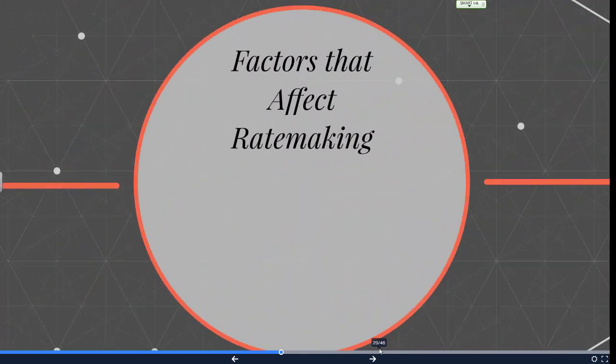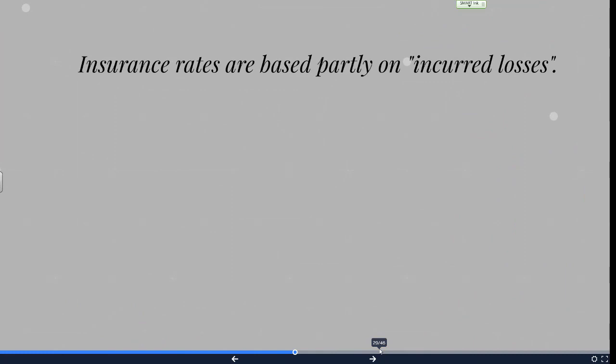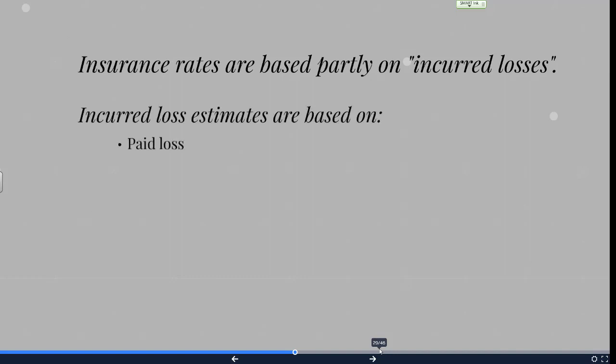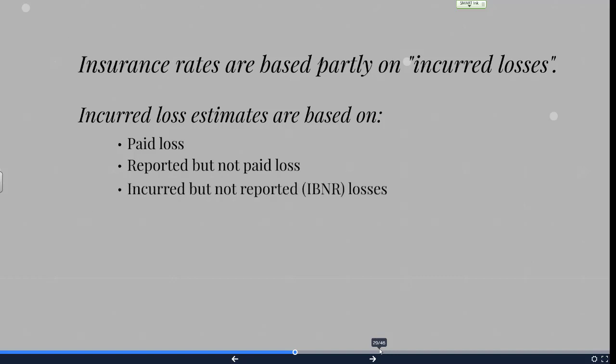Let's look in general at the factors that affect rate making. First, of course, the estimation of losses. Insurance rates are based partly on what are called incurred losses, which we discussed earlier in the semester. Incurred loss estimates are based on paid losses, reported but not paid losses, and of course, incurred but not reported losses. Paid losses, of course, are the most certain of the three. Reported but not paid losses may still be somewhat uncertain, but of course, the most uncertain are the incurred but not reported losses.